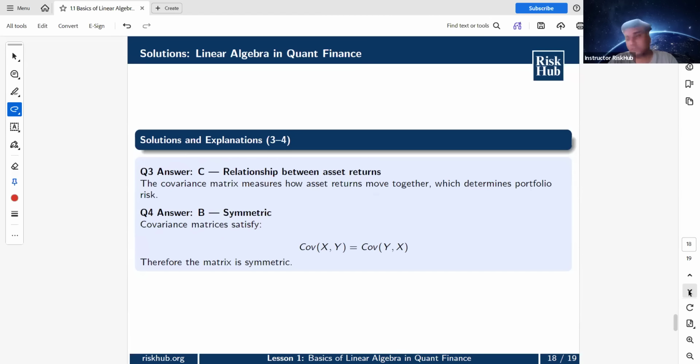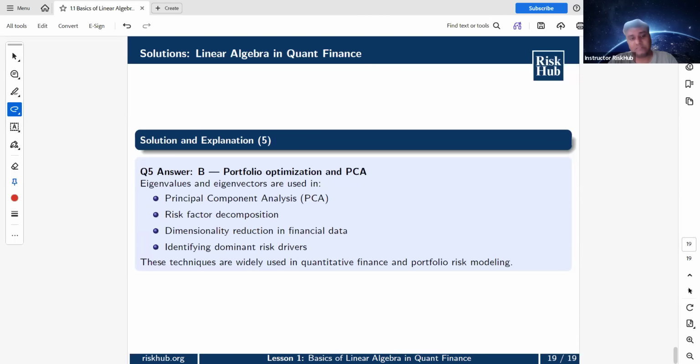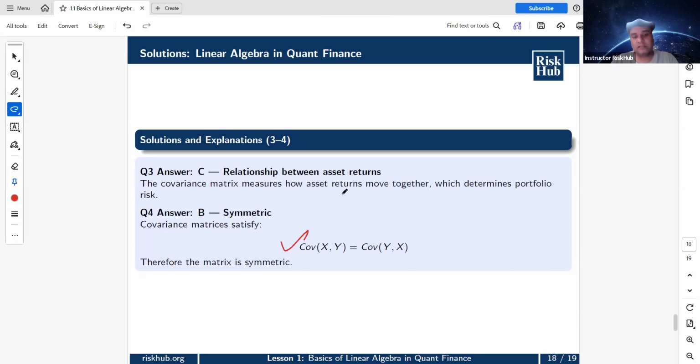Most beginners think that more stocks means more diversification. That is wrong. True diversification depends on your covariance. If all assets move together, diversification collapses. This is exactly what happened during crises, right? And please understand the next part, which is portfolio optimization. Eigenvalues and eigenvectors are used for PCA, risk factor decomposition, and dimensionality reduction, identifying dominant risk factors, as I told you. And in the previous one also, this is what we already did, and this is for the covariance matrix, how assets move together, right?